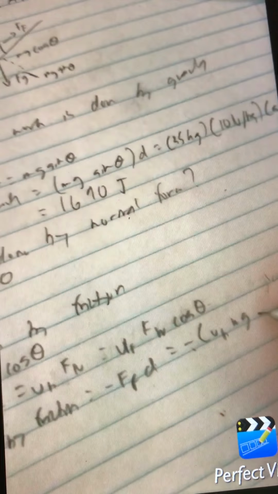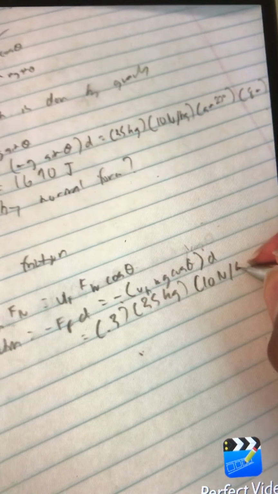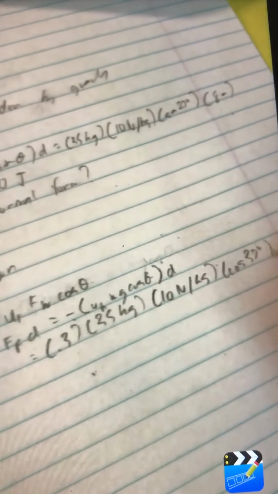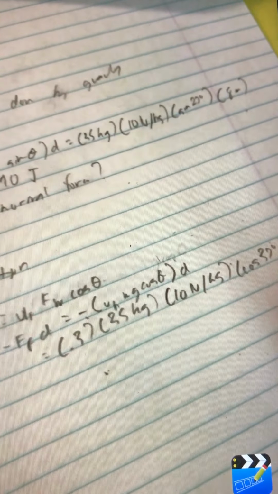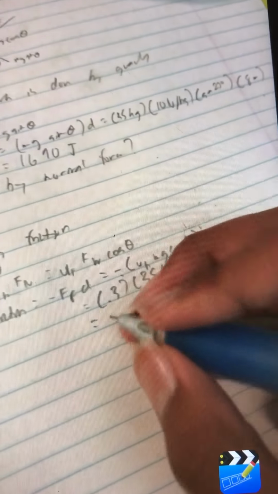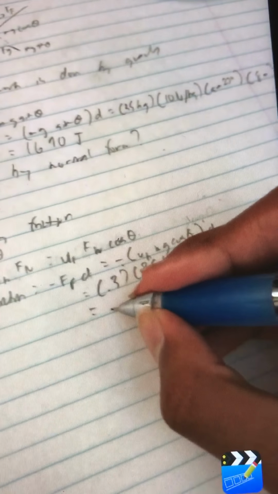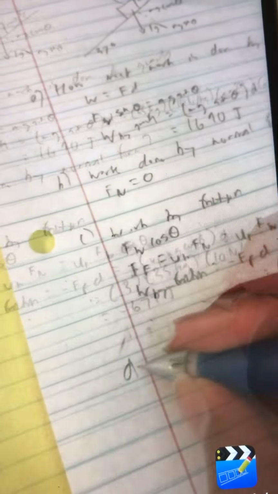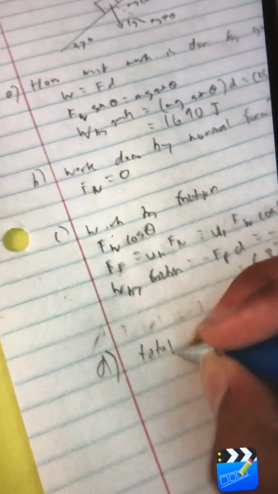We'd get 0.3 times 35 times g, which is 10 newtons per kilogram, times cosine 37 degrees, times a distance of 8 meters. Any questions? Okay, moving on. Once we plug all this in, we should get, and I have done this calculation beforehand to make things easier, negative 671 joules.